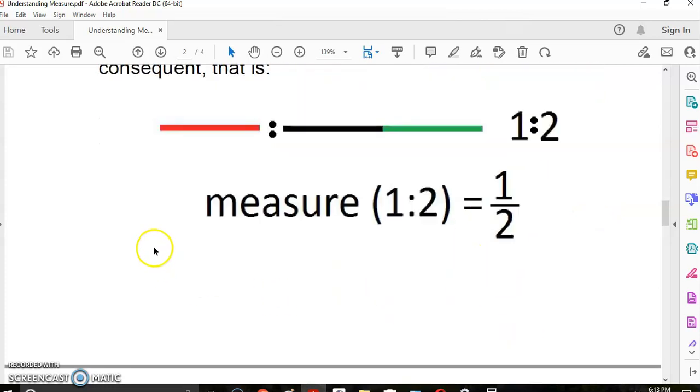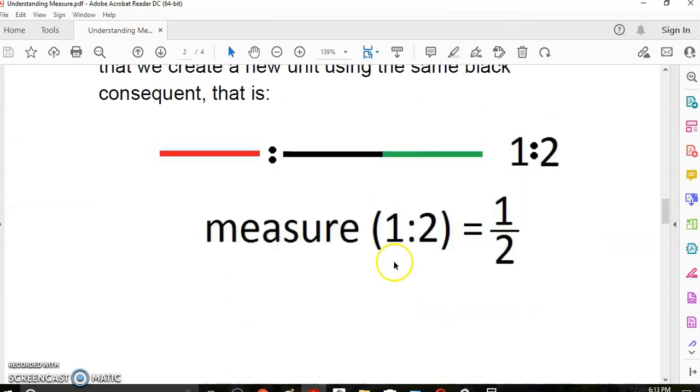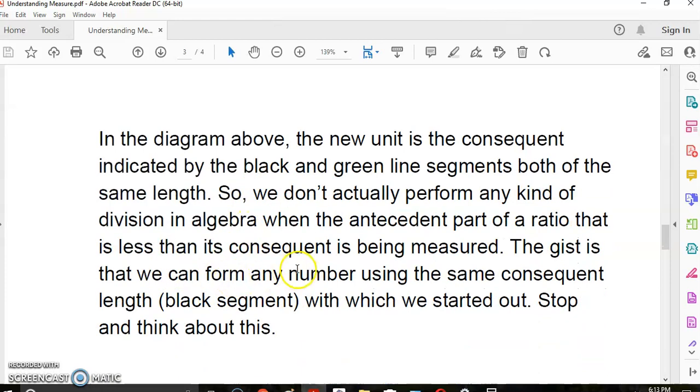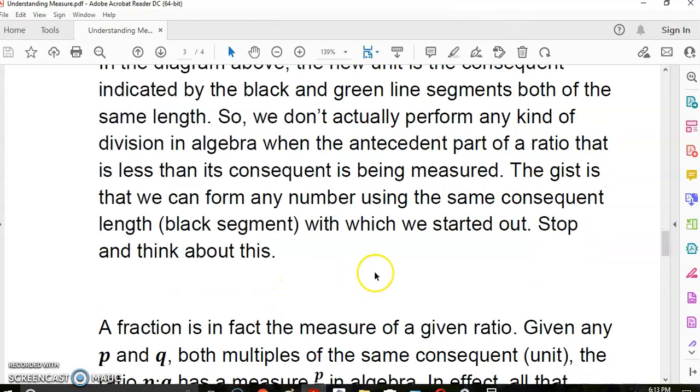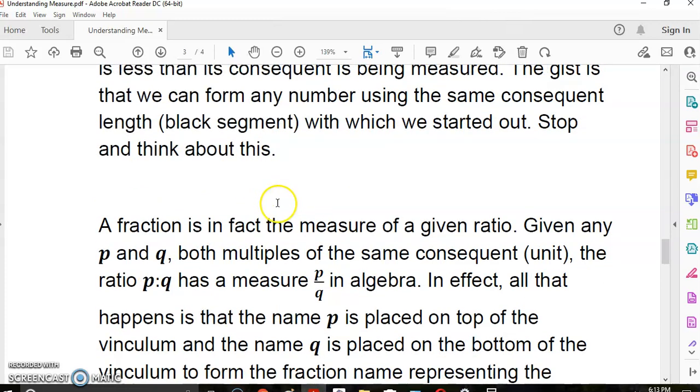Okay? And so we can write that this is the ratio represented by 1 to 2, and its measure is 1 over 2. So in the diagram above, the new unit is the consequent, indicated by the black and green line segments, both of the same length. Right? So this is the consequent. And then we don't actually perform any kind of division in algebra when the antecedent part of a ratio, that is less than its consequent, is being measured. The gist is that we can form any number using the same consequent length, which is the black segment, with which we started out. Now you need to stop and think about all these things. I'll place a link to this article so that you can print it out and read it.